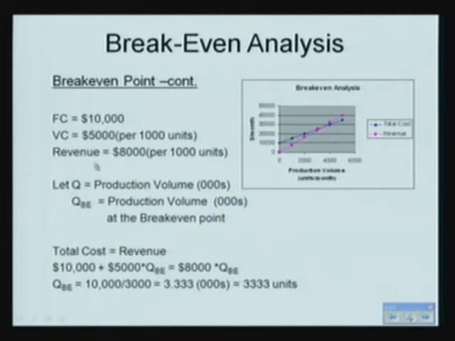So what we're going to do is set that total cost curve equal to the revenue curve. So the total cost is 10,000 plus 5,000 times whatever my production volume is. We're going to set that equal to the slope of the revenue curve, which is 8,000 times Q_BE. Okay? So now we have a single equation with one unknown. Do a little bit of algebra, and you turn out with 3.33, or 3,333 units, is that point at which these two curves intersect.